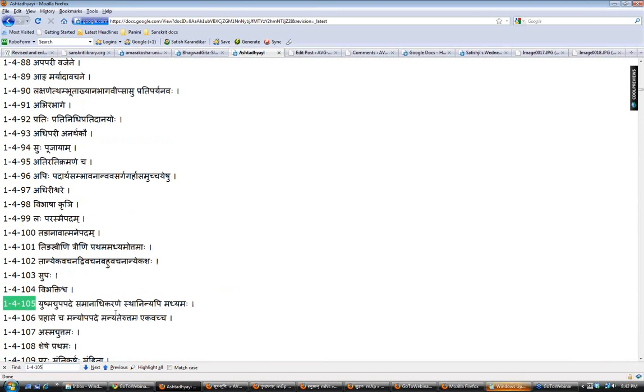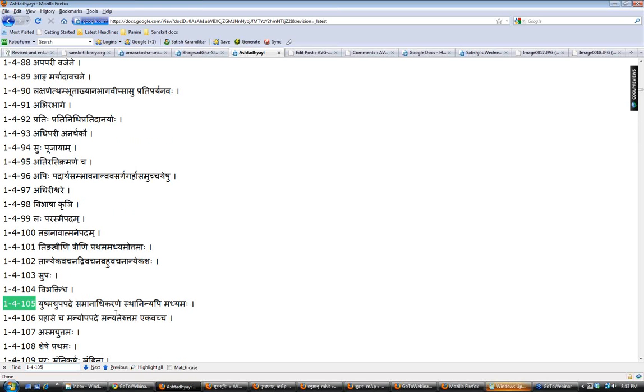When can madhyama purusha be used? When can prathama purusha be used? When can uttama purusha be used? This is 1.4.105, which says yushmadyupapade. When the verb is being used in conjunction with yushmad. Yushmad, even though it is not directly used. When you say kutra gacchasi, where are you going? Even though yushmad has not been used directly there, yushmad is implied there.